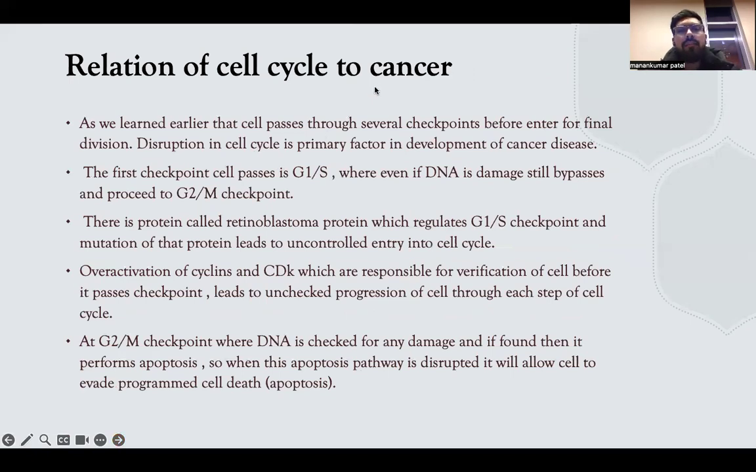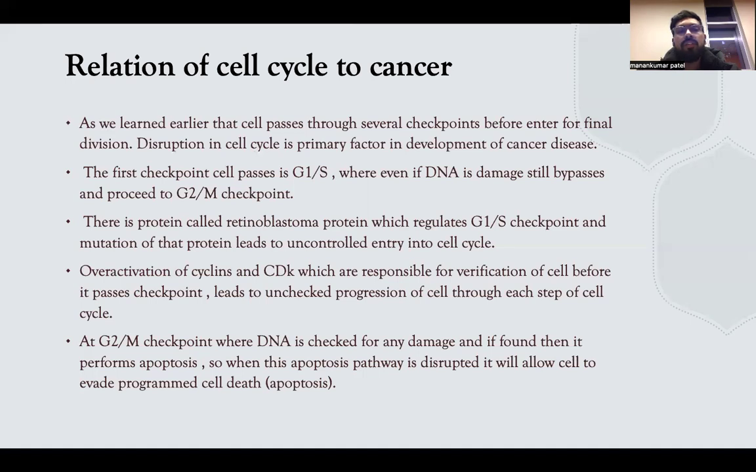Now let's see how the cell cycle is related to cancer. As we learned earlier, the cell passes through several checkpoints before entering final division. Disruption in the cell cycle is a primary factor in the development of cancer. It is like the basic point where cancer starts forming in the body. The first checkpoint the cell passes is G1/S, at the end of the G1 phase, where the cell is about to enter S. Even if DNA is damaged, it still bypasses and proceeds to the G2/M checkpoint. This happens when the cancer has formed.